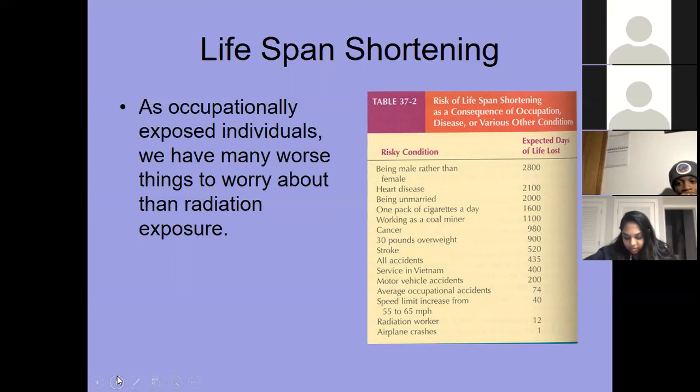No. You're good. But anyway, I think we're all pretty good relative to lifespan shortening from the radiation exposure that we would receive due to our job. Now, we might have additional medical exposure that would cause issues, but mainly I think we're fine.